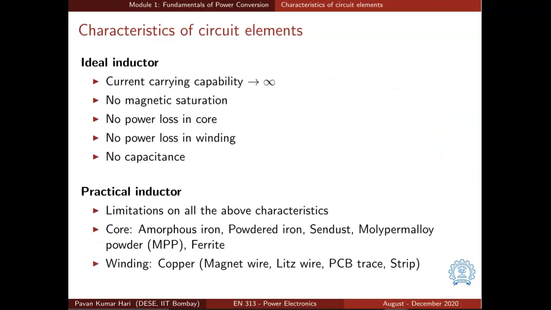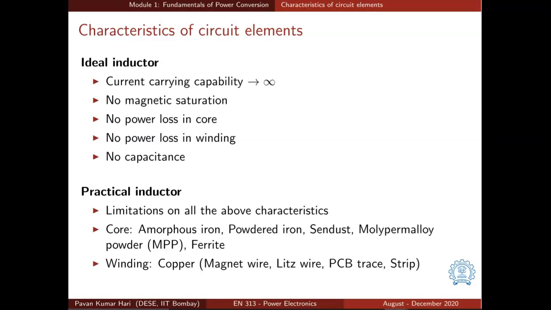Now let us consider the other circuit element that is present in power electronic circuits, the inductor. An ideal inductor will be able to carry any amount of current, and there won't be magnetic saturation, because an inductor is usually made of core and winding. So there won't be any power loss in the core and there won't be any power loss in the winding, and the inductor will also not have any capacitance.